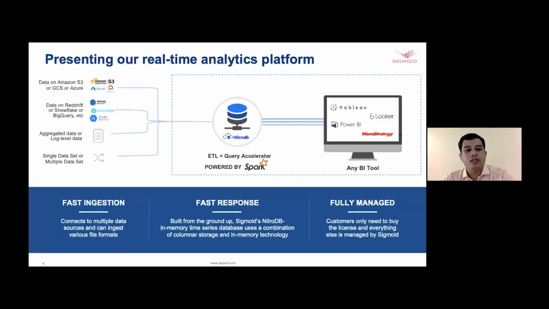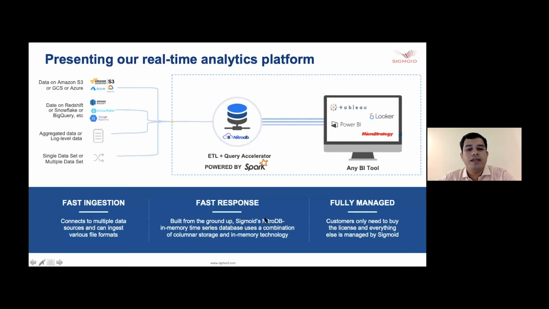Around 2013, we were working with AdTech domain companies on the challenges that they were facing. We found that they needed to process terabytes of data per day and needed quick insights from it. Keeping that in mind, we built SigView and NitroDB as two cloud-based analysis tools.